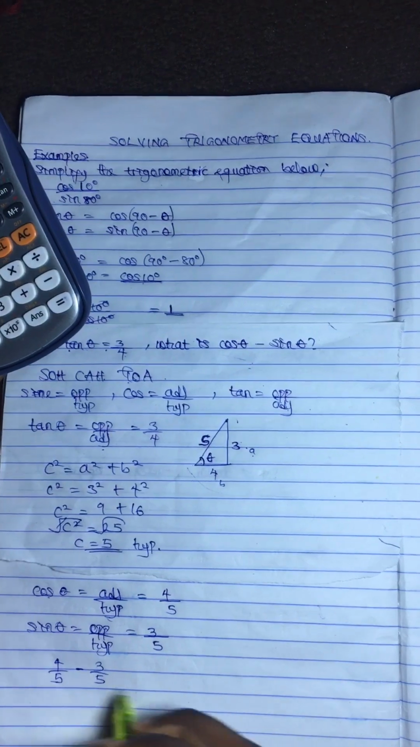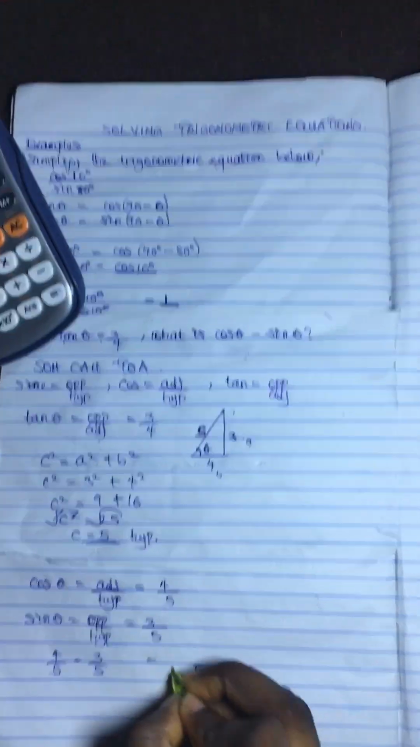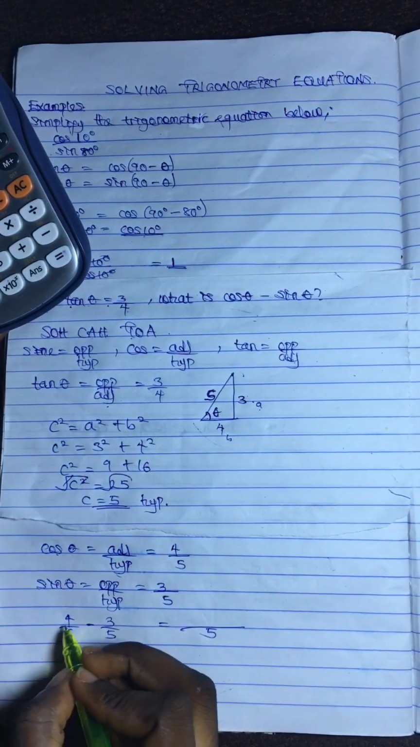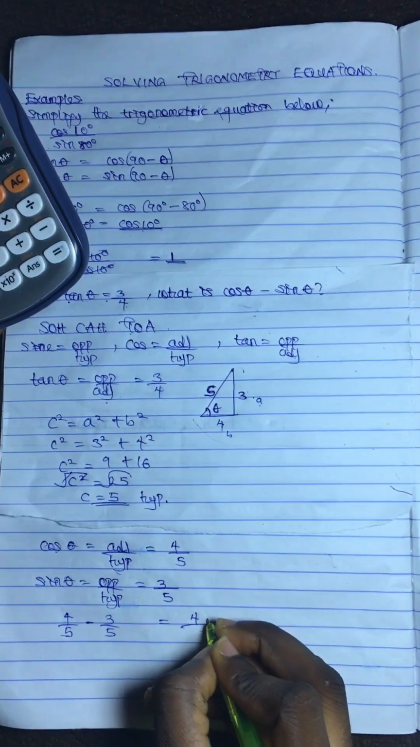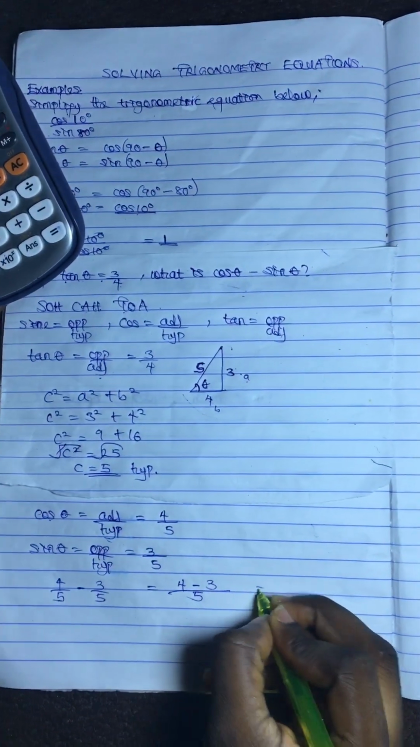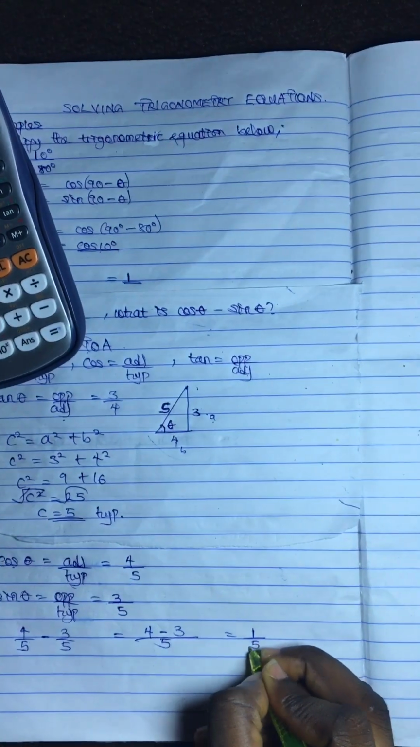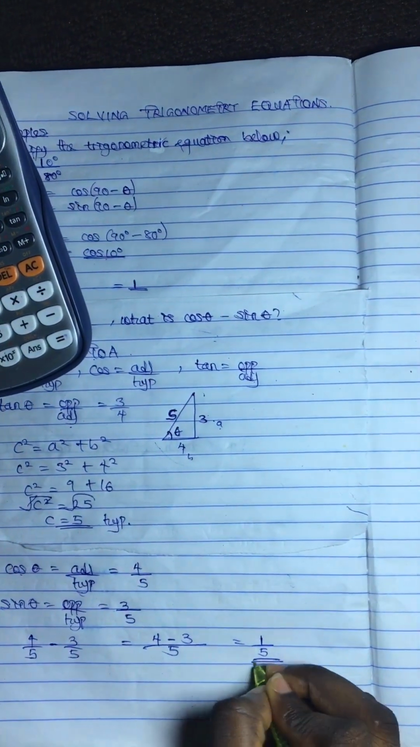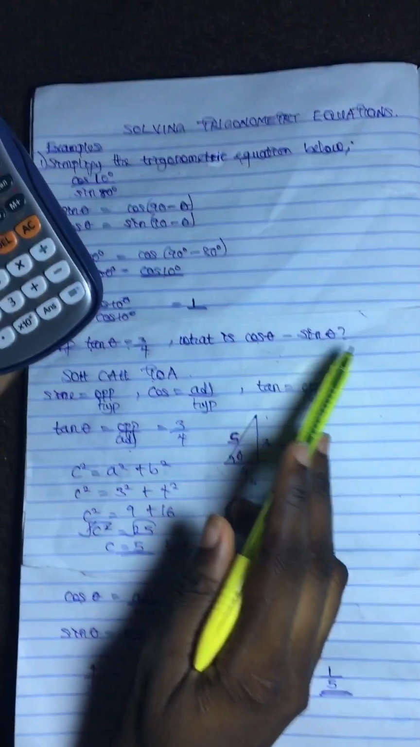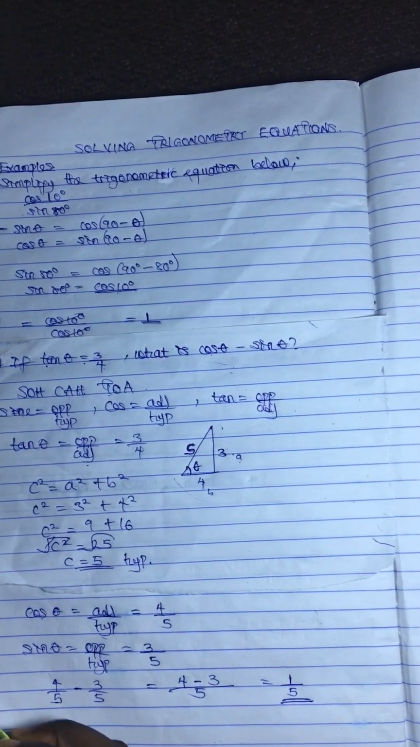What's the LCM? The LCM is 5. So we have 5 over, how many 5s can you see in 5? 1. 1 times 4, 4. Minus, how many 5s can you see in 5? 1. 1 times 3, 3. So that gives us 4 minus 3, that is 1 over 5. So this is our final answer for cos theta minus sin theta. I hope you understand. So let's move on to the next example.